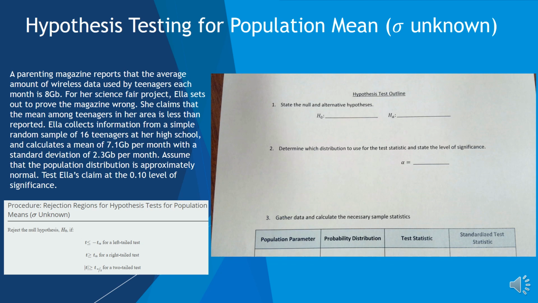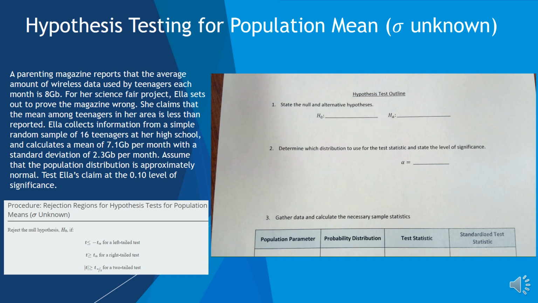Alright, so now we've gone through an example with both versions of our hypothesis test for population mean, where we do know the population standard deviation and where we do not know the population standard deviation. So now let's look at a hypothesis test for a population proportion.